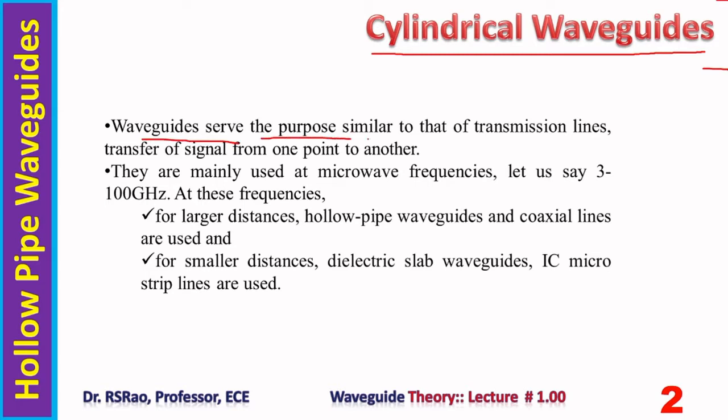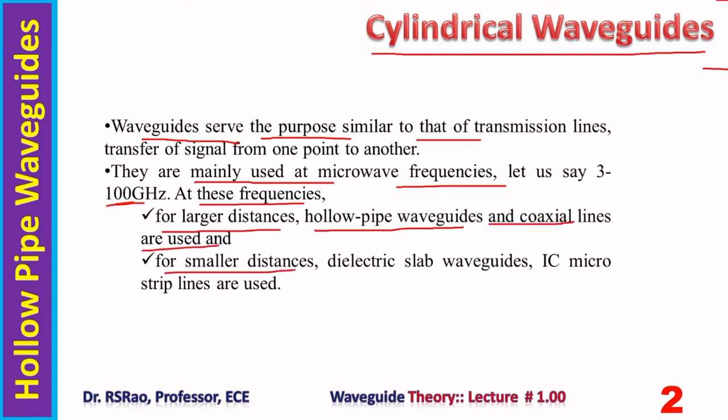Waveguides serve a purpose similar to that of transmission lines, transfer of signal from one point to another point. Mainly, they are used at microwave frequencies, 3 to 100 gigahertz. At these frequencies, for larger distances, hollow pipe waveguides and coaxial lines are used. For smaller distances, dielectric slab waveguides and IC microstrip lines are used.